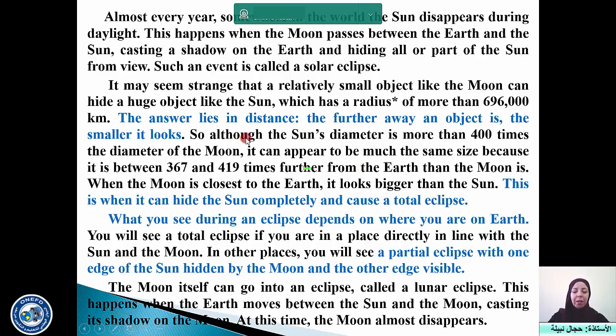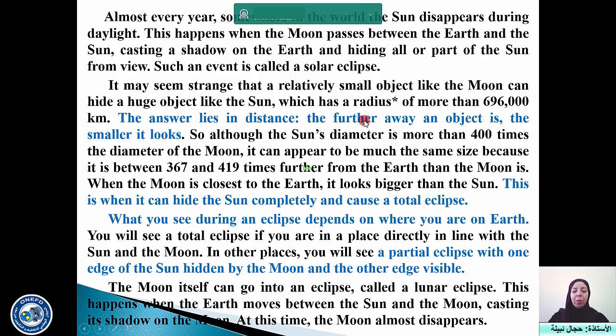How come that, and this question can come to the mind of any one of us, how come that a small object like the moon hides a very big, a huge object like the sun? So the answer lies in distance. The answer is in paragraph 2. What does it mean that the answer lies in distance? It means that the further away an object is, the smaller it looks.